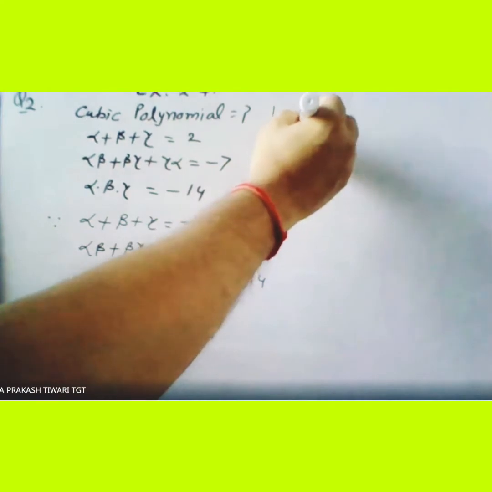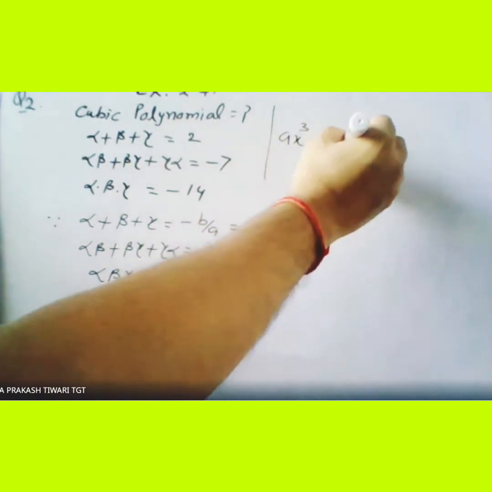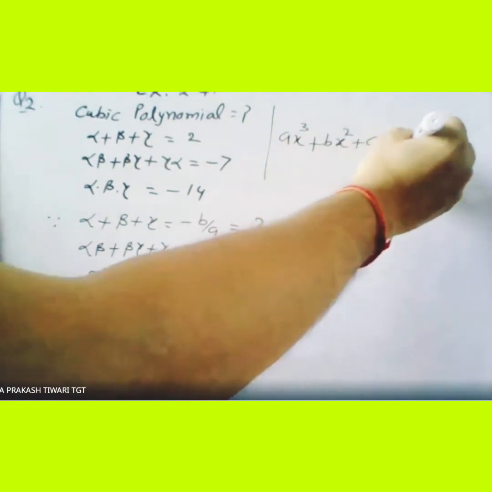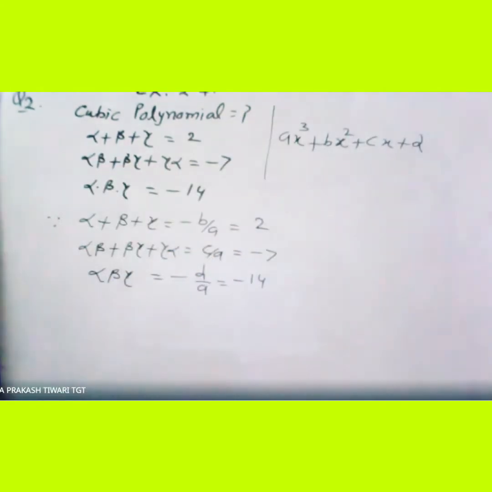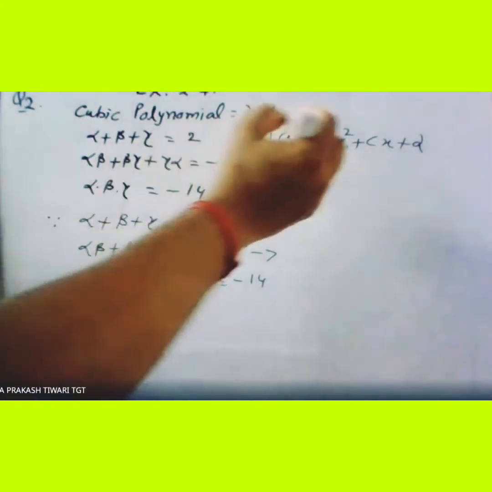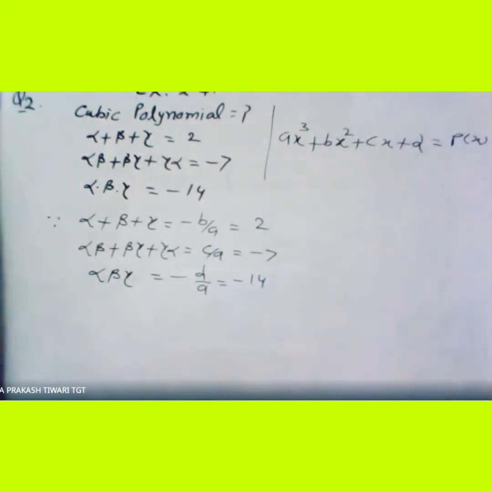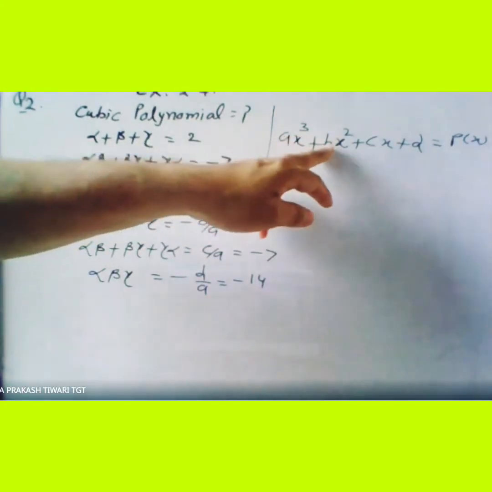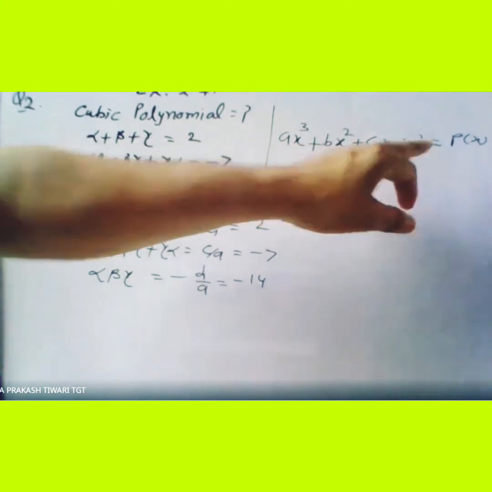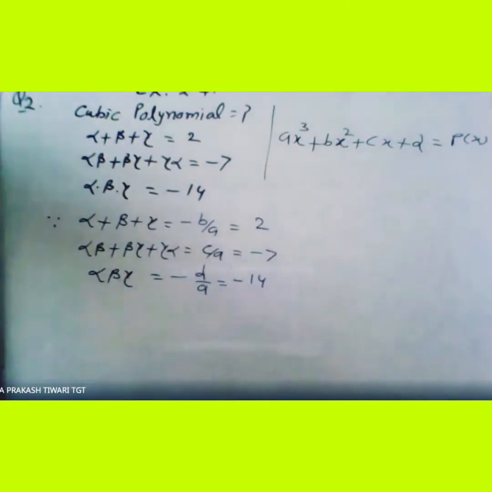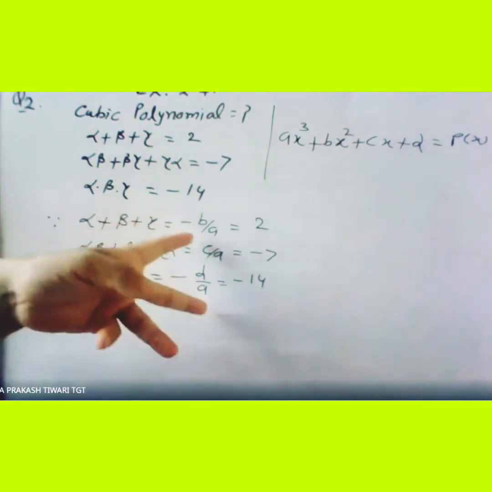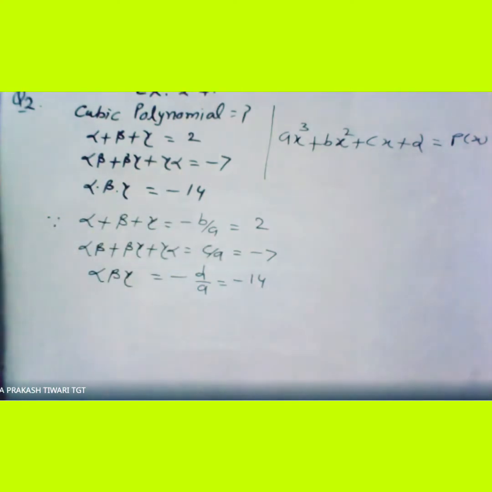because cubic polynomial is ax cube plus bx square plus cx plus d. This is the cubic polynomial and written as p(x). So if you get the value of a, the value of b, the value of c, and the value of d, then we can find the cubic polynomial very easy way. So how can we find the value of a, b, c, d? And here is three relationship you will get here.